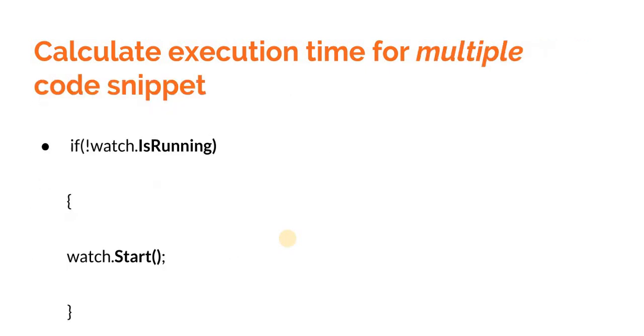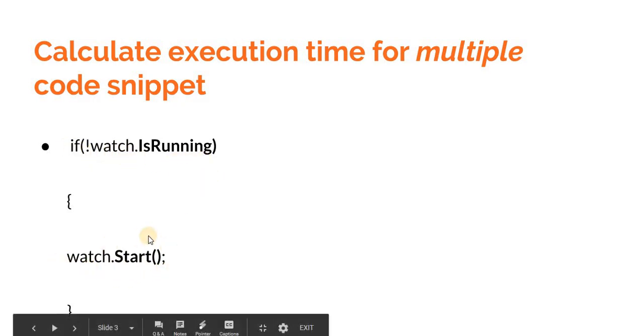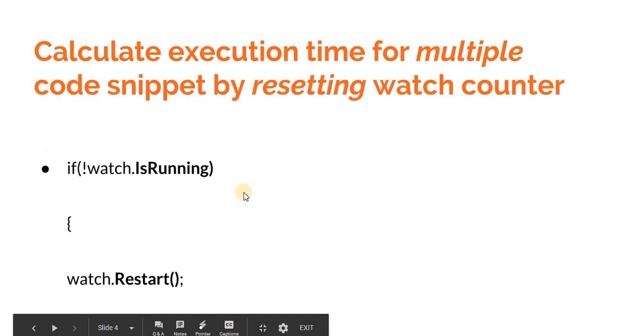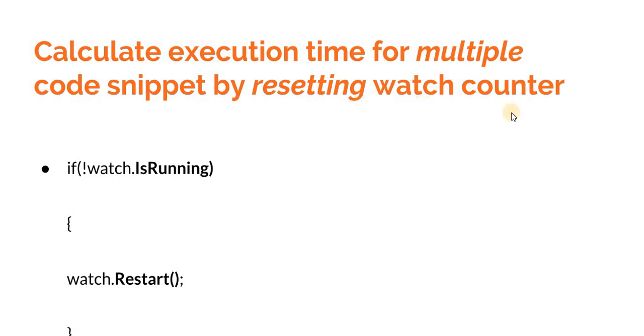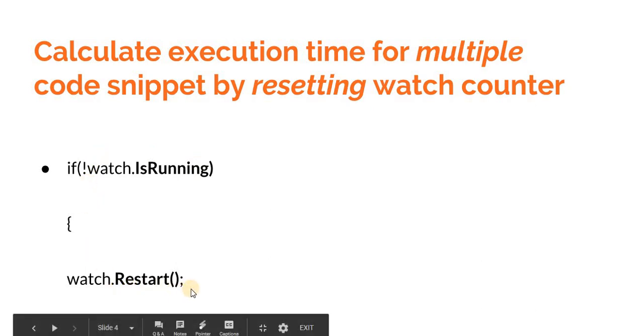Another scenario: calculate the execution time for multiple code snippets. When you have multiple code snippets, you want to check, is the watch running? If it is not running, you want to start the watch again. This start will not reset the counter, it will start from where it left off. Then we have calculating the execution time for multiple code snippets by resetting the watch counter. In this, again we check if the watch is running. If it's not running, then we restart the watch. In restart, the counter will go back to 0.